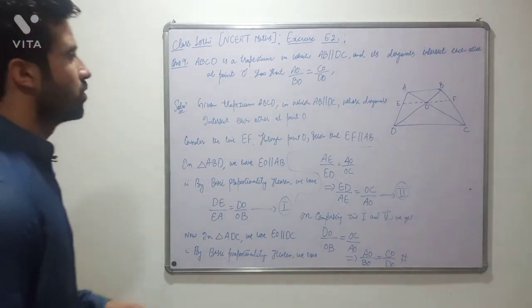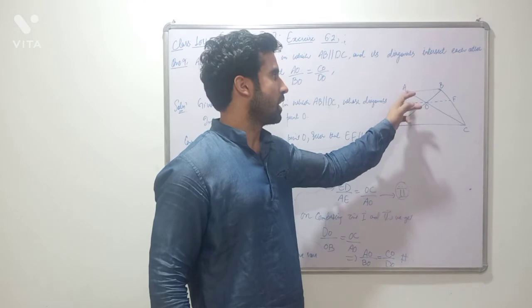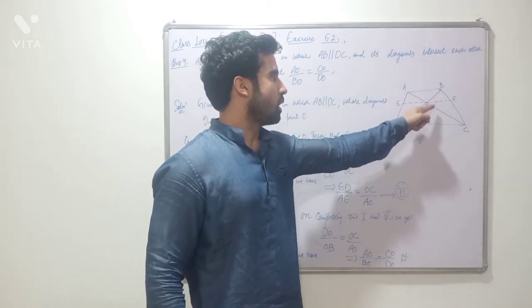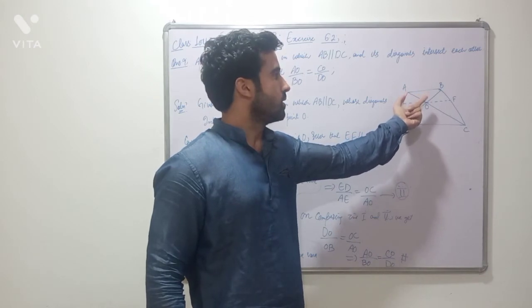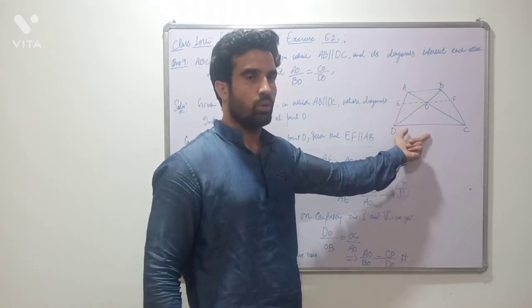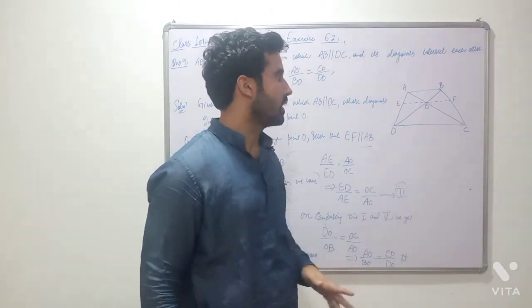इसमें हमने थोड़ी सी कॉन्स्ट्रक्शन की. हमने एक लाइन ली EF. And this line has been assumed to be parallel to AB. Once it is parallel to AB, any part of it will be parallel to AB. Since AB is parallel to DC, any part of the line EF will be parallel to DC. बस ये इन्फॉर्मेशन मैंने यहाँ पर यूज़ की.